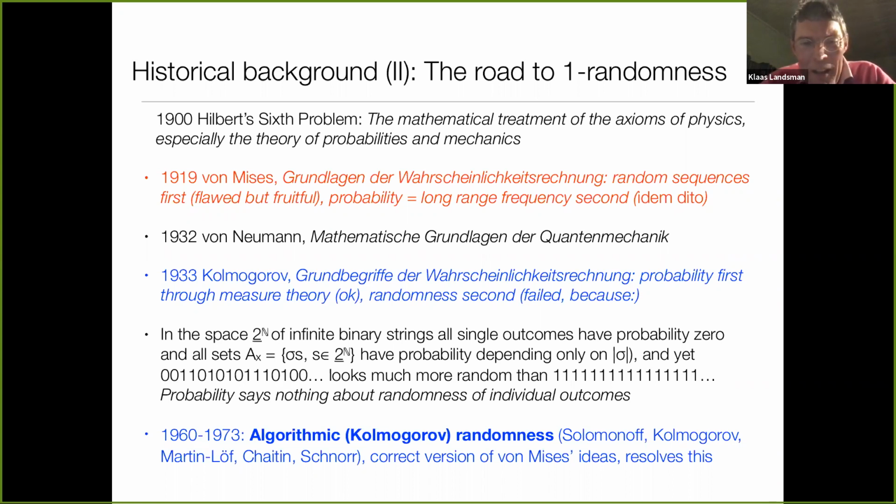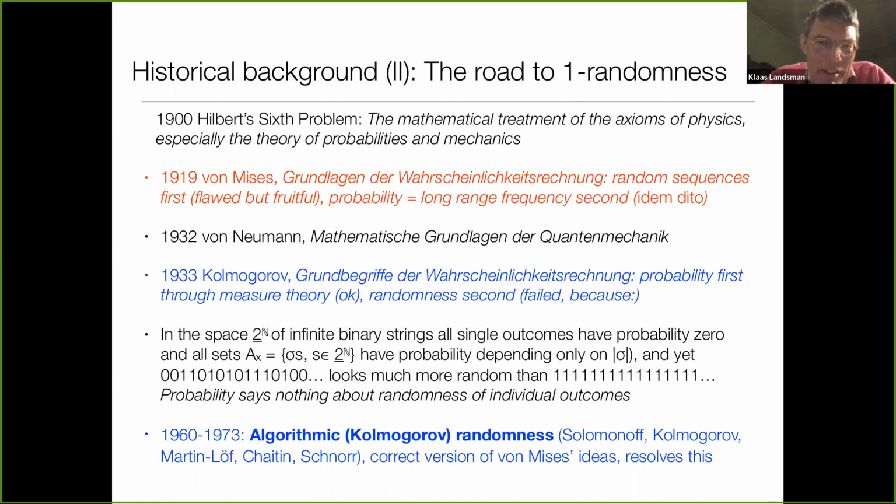So if you have an infinite sequence that starts with a given finite string sigma, and then extend it in any possible way, you get a subset of the Cantor space. The initial segment is fixed, and all these sequences have the same probability, which only depends on this initial segment.